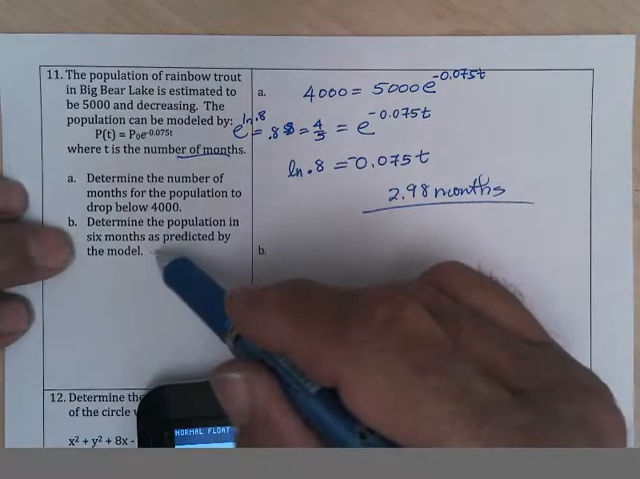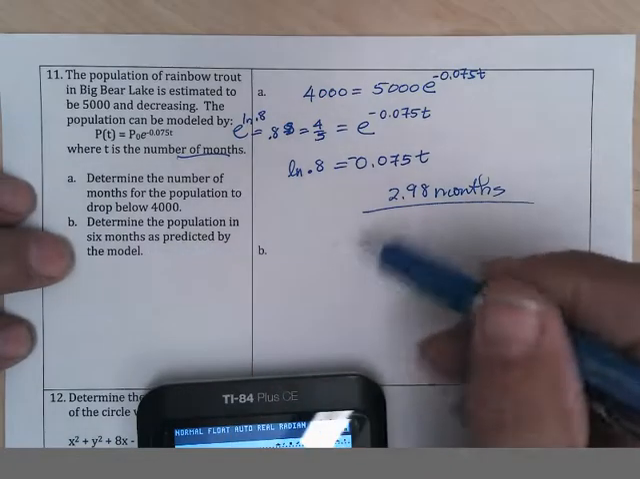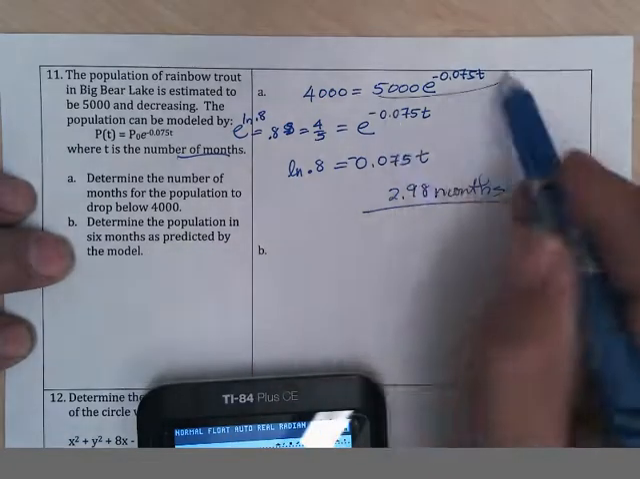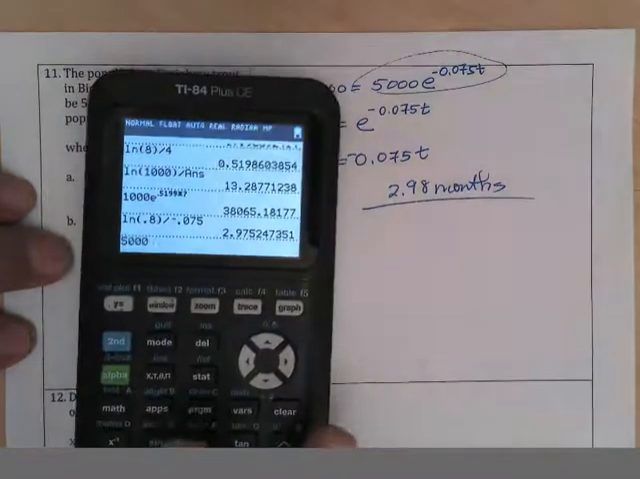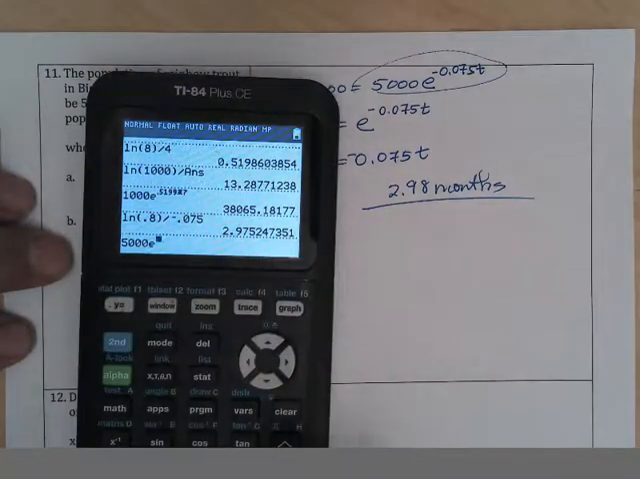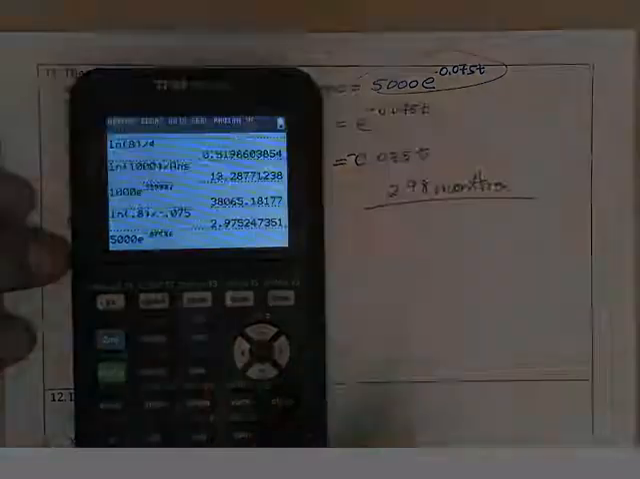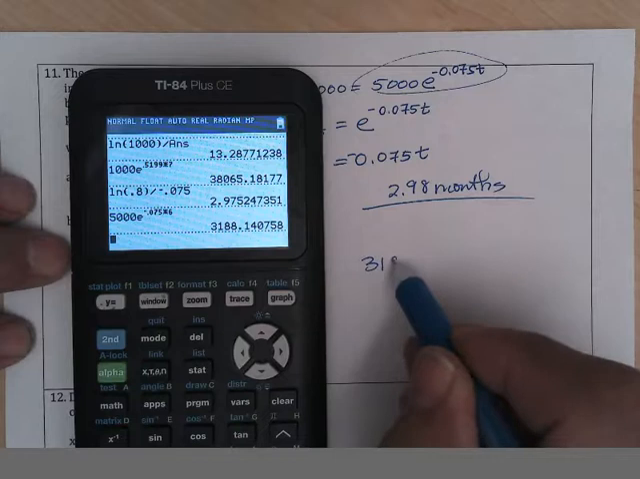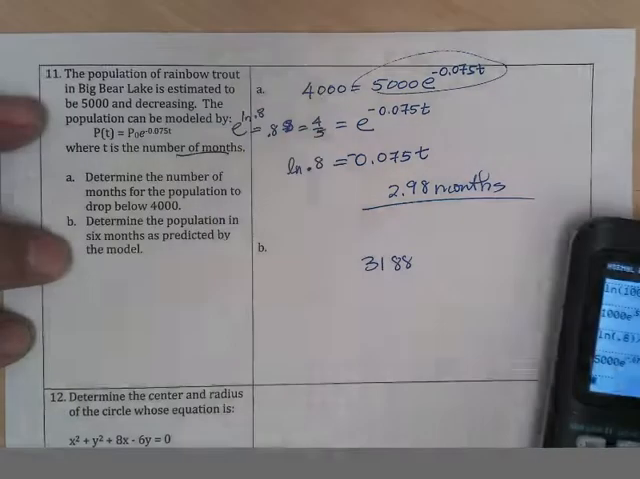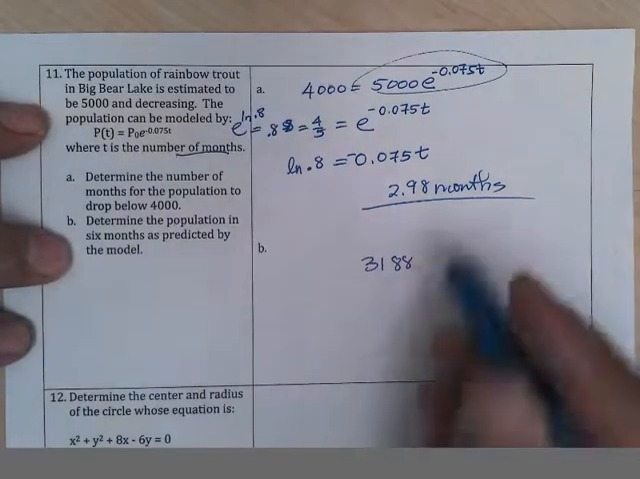Determine the population at 6 months as predicted by the model. So I just put 6 into t in this. 5,000 e to the negative 0.075 times 6. 6 months? Yes, 6 months. And I get 3,188 trout.